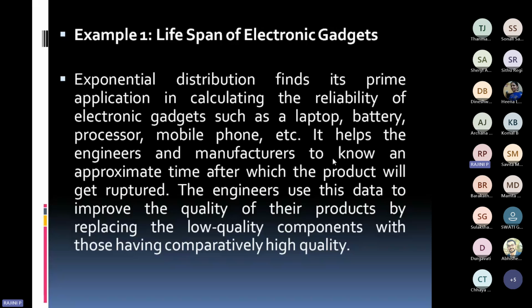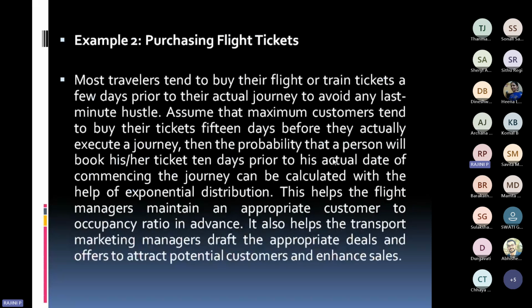Clear? So what is that? The lifespan of an electric gadget. The laptop works or ends. That is only the one event. Before that, how many years of time is it taking to work properly? You are focusing on a time. Then in that case, we apply the exponential distribution. Clear? And next, purchasing flight tickets.